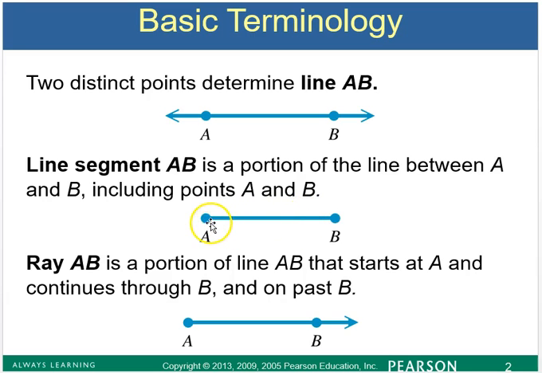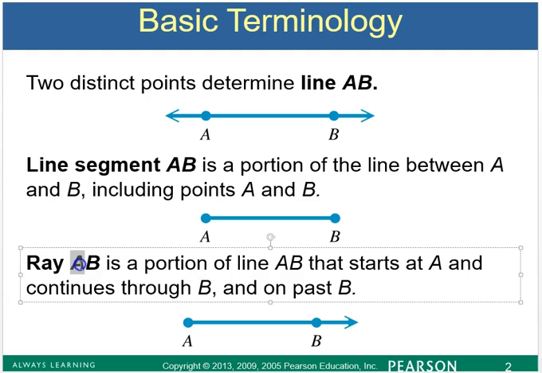Let's get started. Some basic terminology that we should know already is this right here. Two distinct points determine line AB. So if we have this drawing right here, and we see that this line extends on forever in both directions, then we should know that it is indeed a line. And how we name the line is by the points that are on that line. In this case, we only have 2 points, AB. Name it that, line AB.